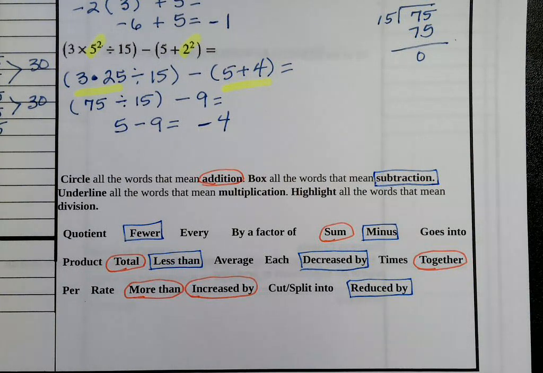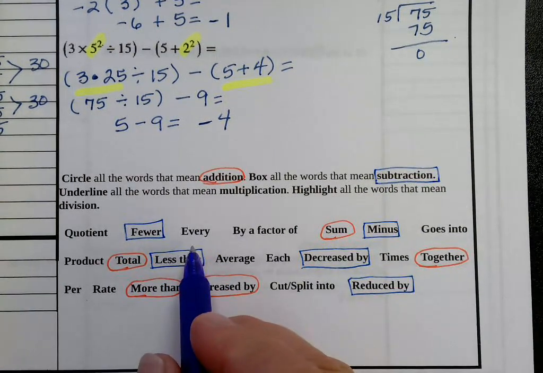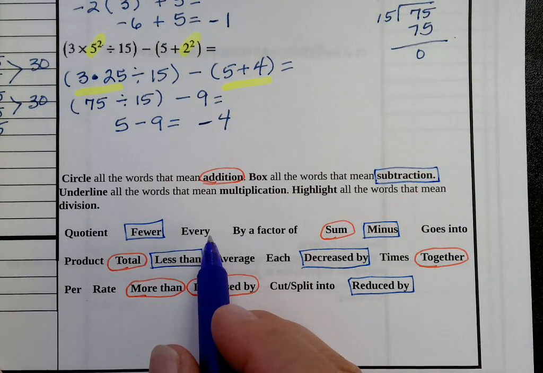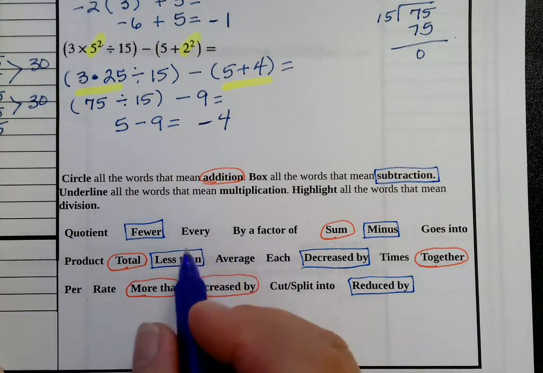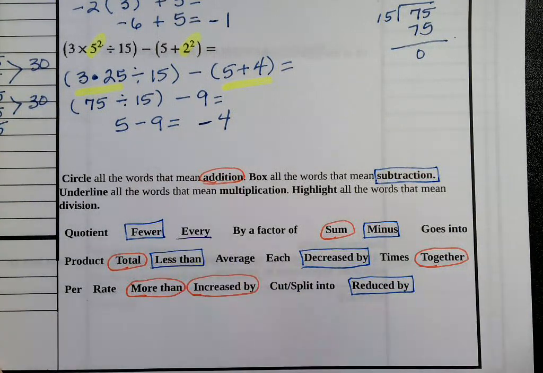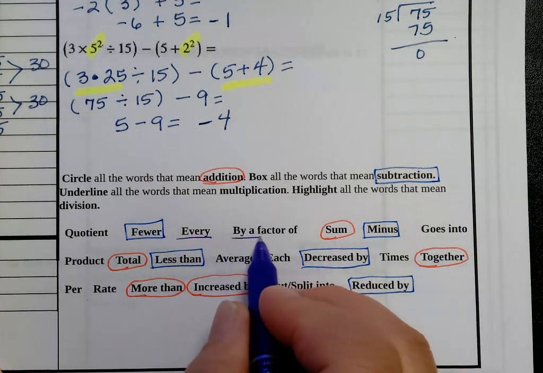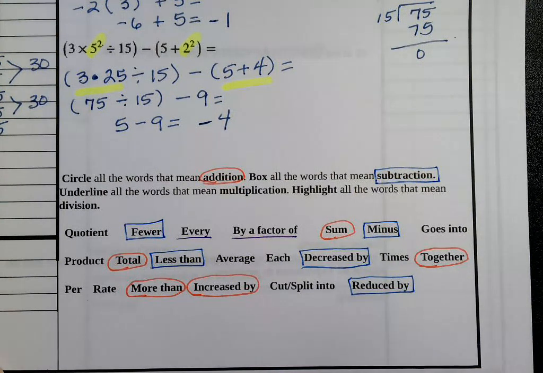So now we've done addition and subtraction. We're going to underline all the words that mean multiplication. Well, quotient is actually division. Every. For every 5 units, I go up by $10. So every could be, but it might not be. It could also be division. By a factor of. 6 multiplied by a factor of 5. So that could be multiplication.